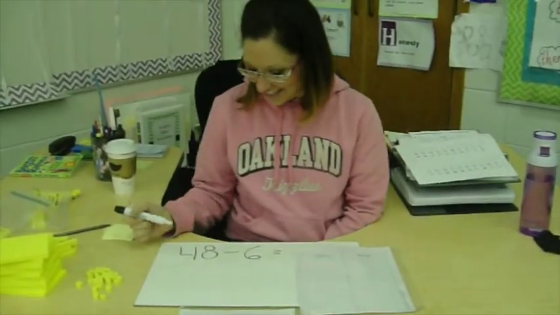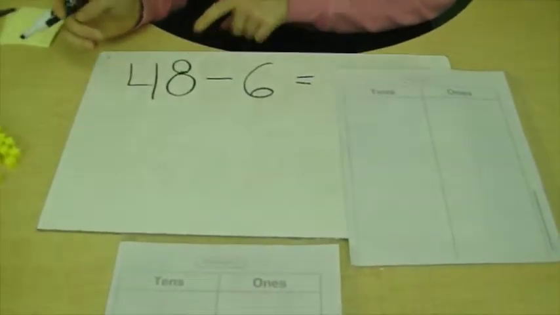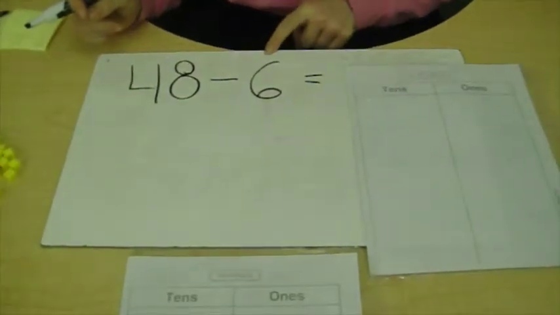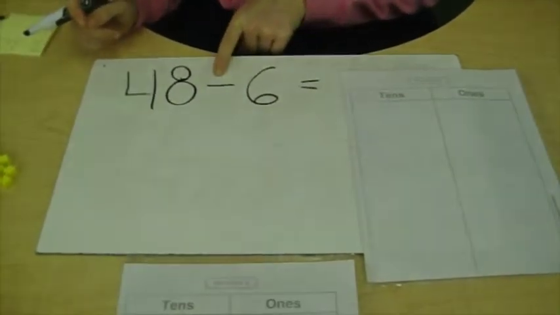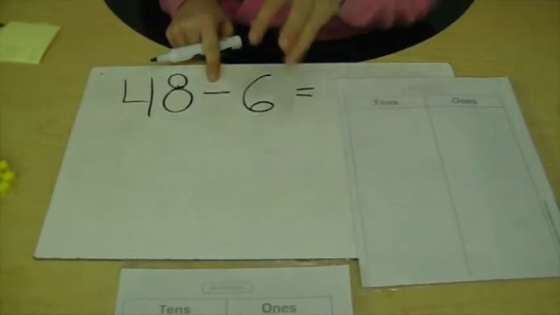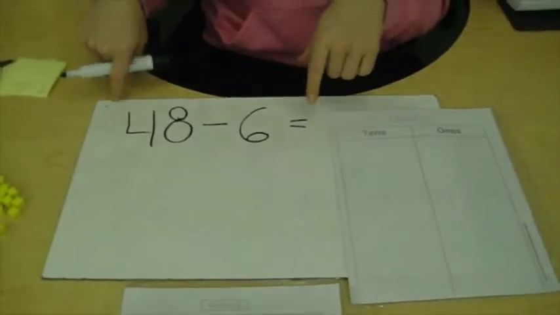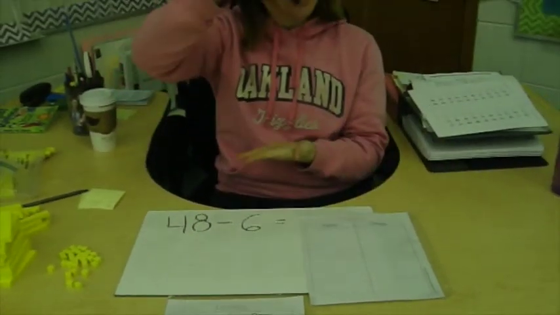Boys and girls, let's take a look at our number sentence for today. Our horizontal number sentence says 48 take away or minus 6. So now we have to realize that this sign here tells us that we are doing subtraction. So we're going to take things away. So it's written horizontally, so let's go ahead and stack it up.